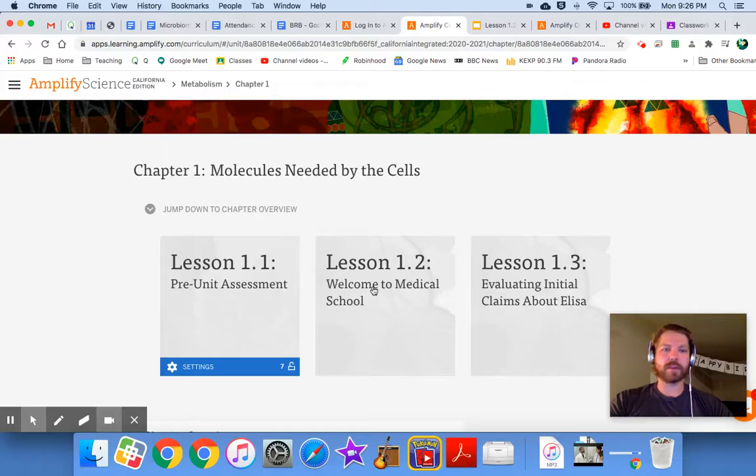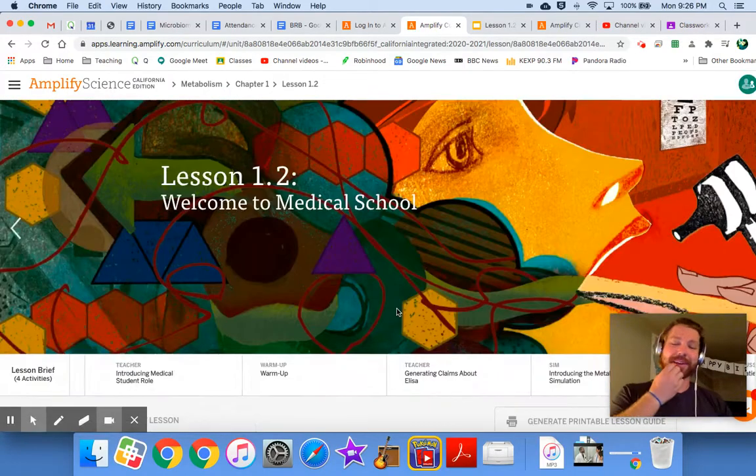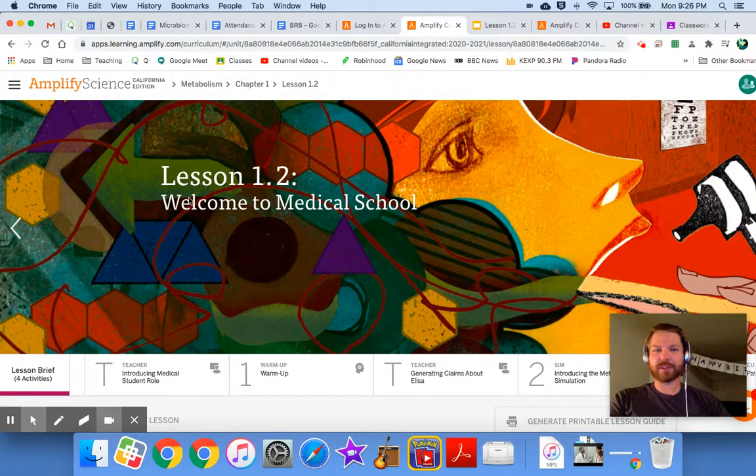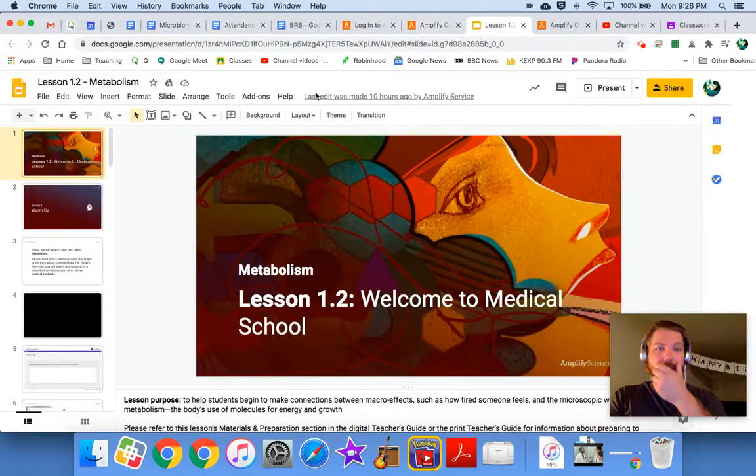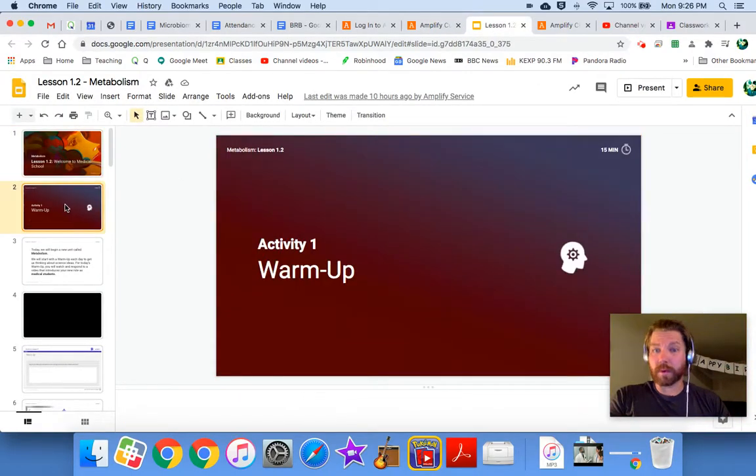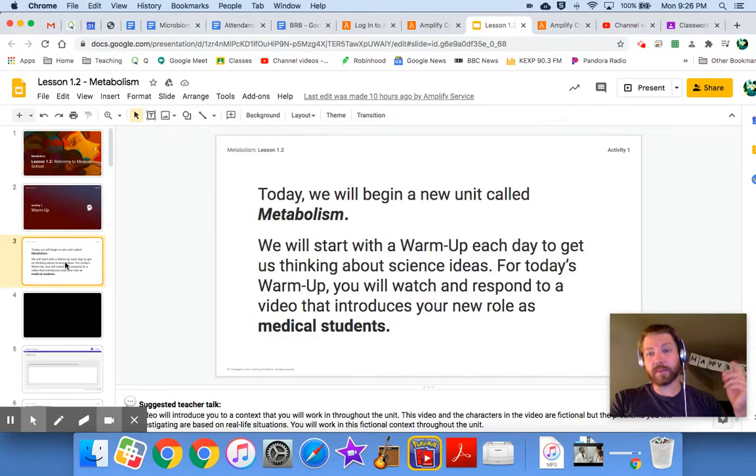Lesson 1.2 right here. Welcome to medical school. Ooh, boy, this sounds fun. Cool picture. Look at that. One of the first things that we're going to be doing is our warm-up. We are always going to start with a warm-up at the beginning of almost every single lesson. And one of the things that you need to do before this warm-up is watch a video.